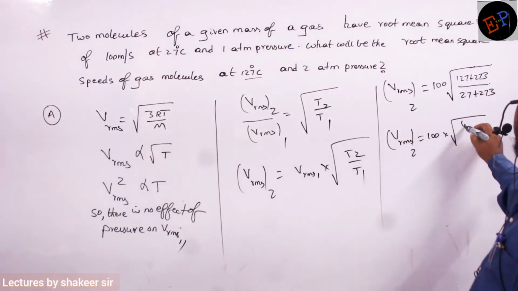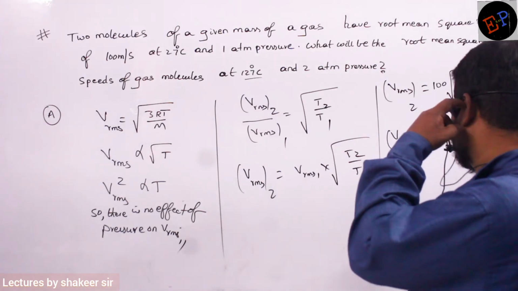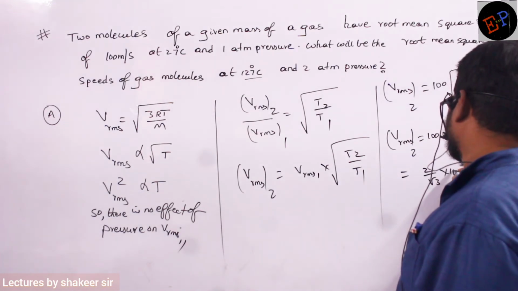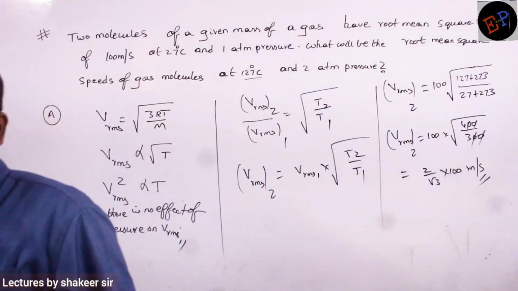So therefore the final RMS speed is equal to 100 multiplied by the square root of, how much is this one? 400 divided by 300. So the zeros get cancelled. So therefore what will I get? 2 by root 3 multiplied by 100 meters per second. That is my answer. That's it. Clear?